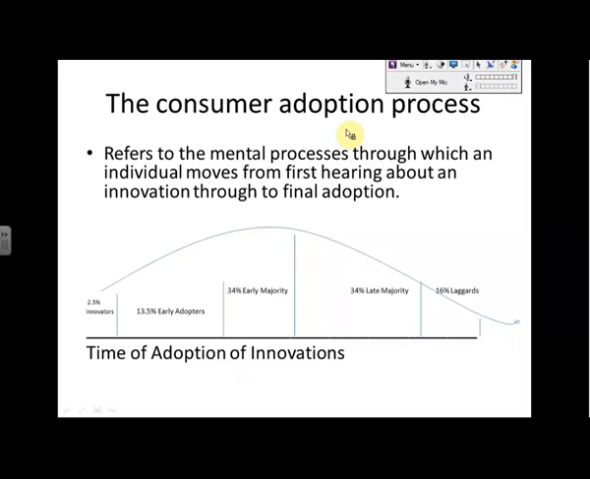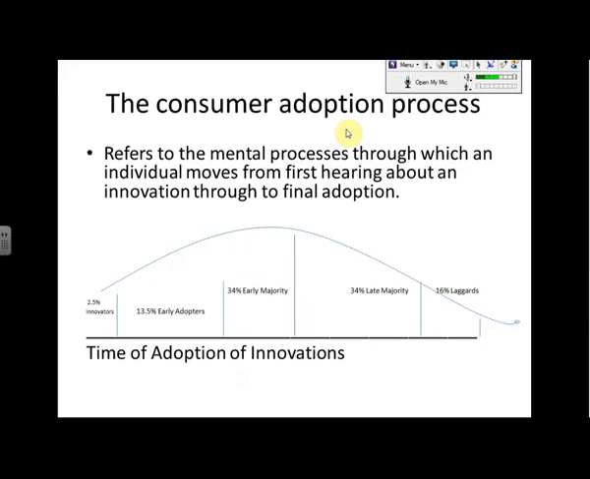The consumer adoption process. This refers to the mental process through which an individual moves from first hearing about an innovation through to the final adoption. And hence, if we look at this diagram, we'll see that at the bottom here, it says time of adoption of innovation. And we are saying that if you look at the graph, it tells you how long people take to adopt a certain product.